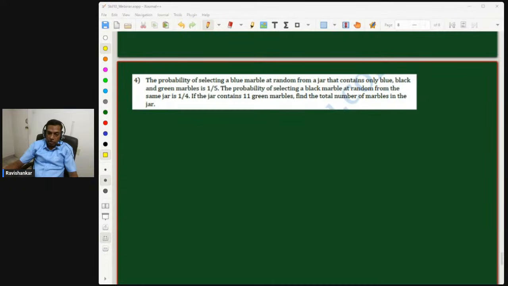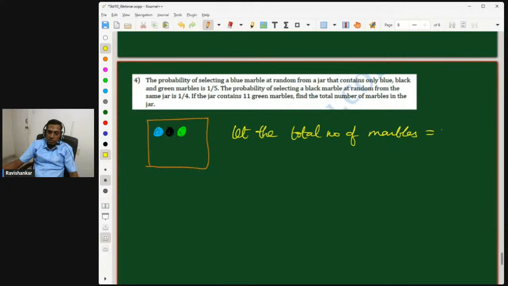Okay, quite a few people have got the answer for this question. See, the jar only has blue, then black and green marbles, right? So let the total number of marbles be n.